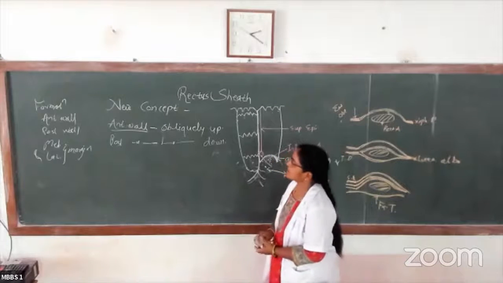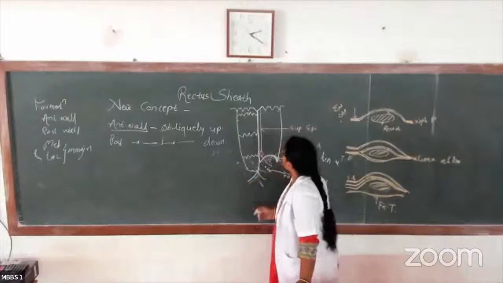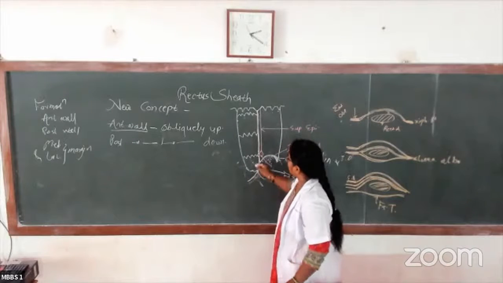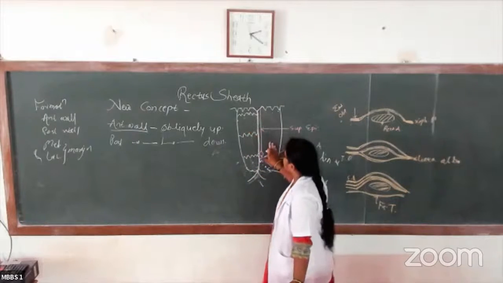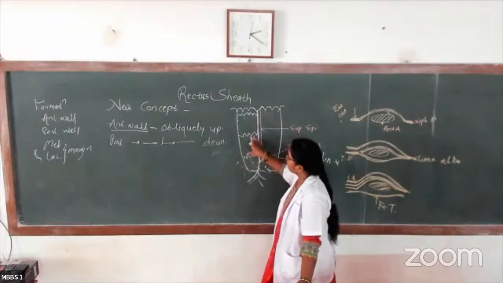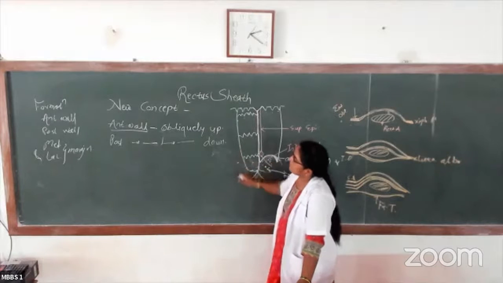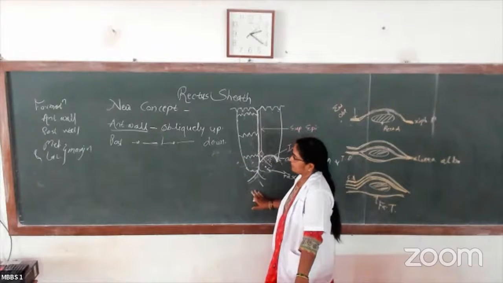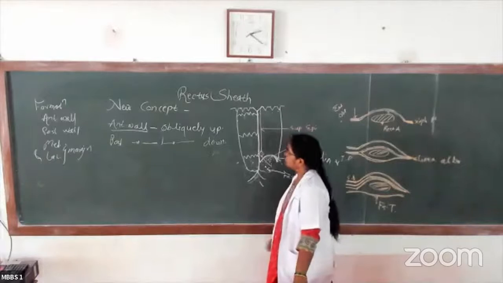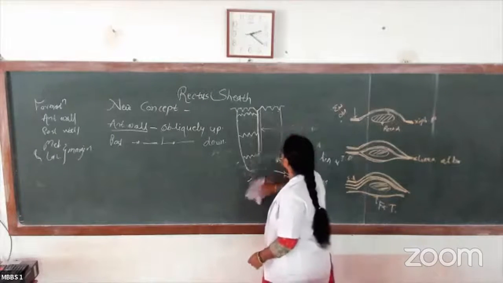Now what are the functions of this rectus sheath? Why is this muscle enveloped? This rectus sheath prevents the bowstringing of the muscle during its contraction, and hence it increases its efficiency. So this is about this rectus sheath.